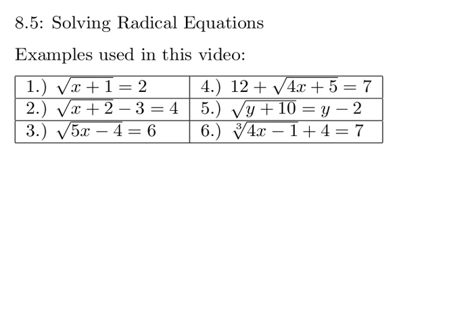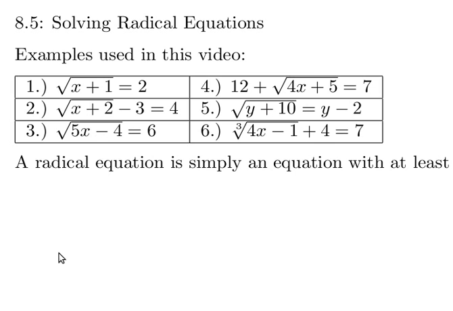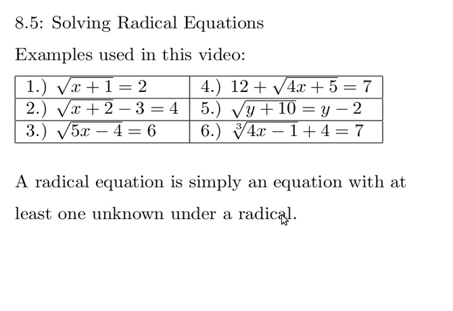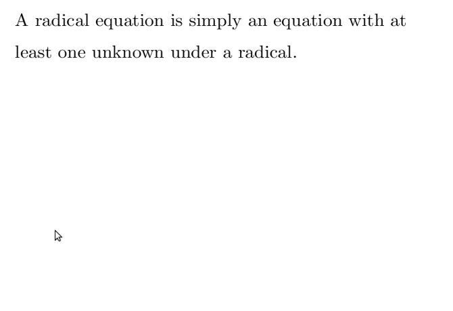A radical equation is simply an equation with at least one unknown, and by unknown we mean variable, under a radical. So, an example of a radical equation would be something like this. Square root of x plus 1 equals 2.